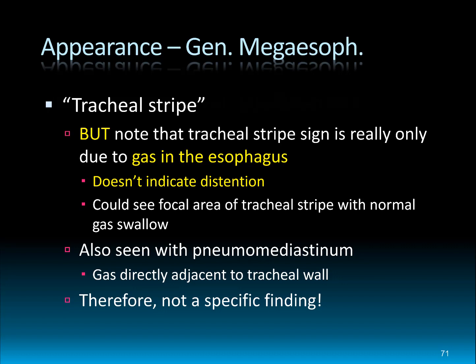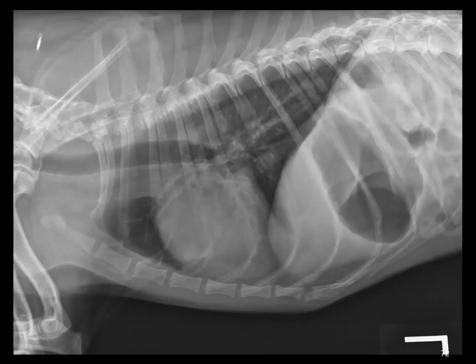Now, here's the key yellow-highlight finding. A tracheal stripe sign is not specific for megaesophagus. It indicates that there's either gas in the esophagus or gas in the mediastinum, so it's not even specific for esophageal gas, but it indicates there's gas in one of those two structures. That's key point number one. And it does not indicate that there's distension. That's key point number two. So there's gas in the mediastinum or there's gas in the esophagus. Either one may or may not be distended. So again, not specific, but it's something that should make you think a little bit.